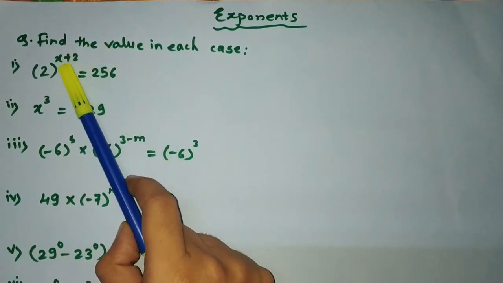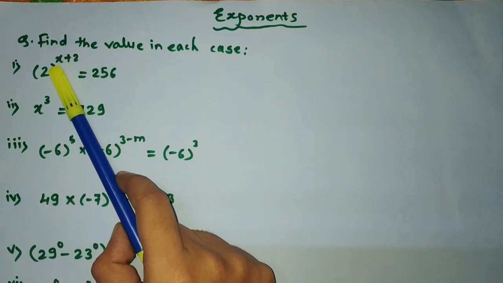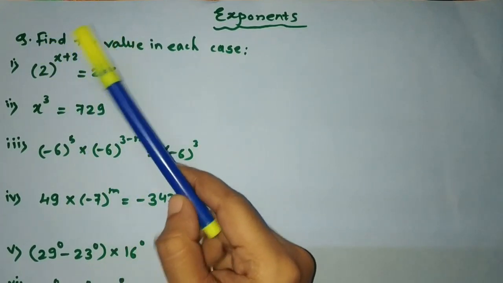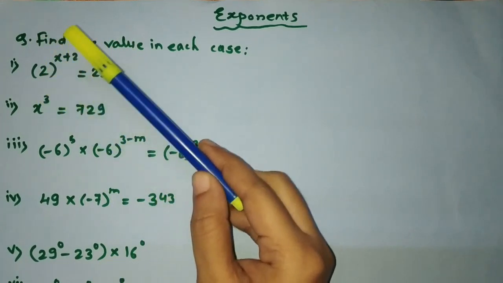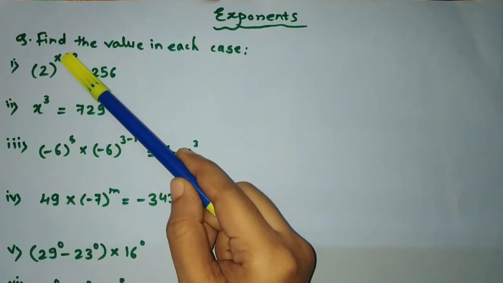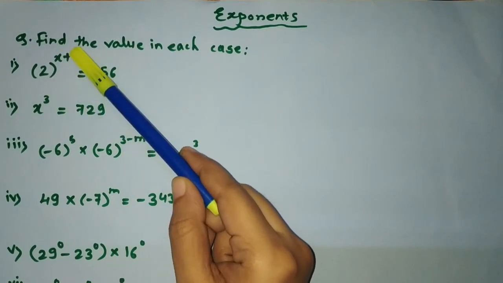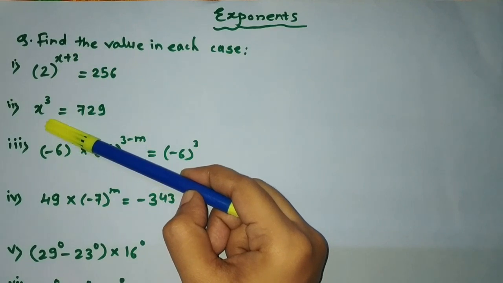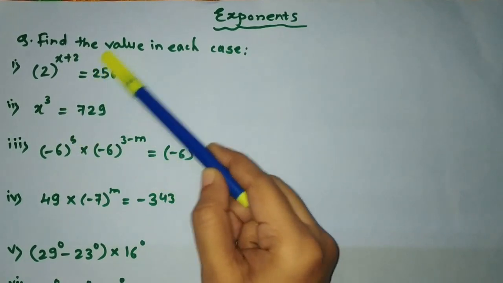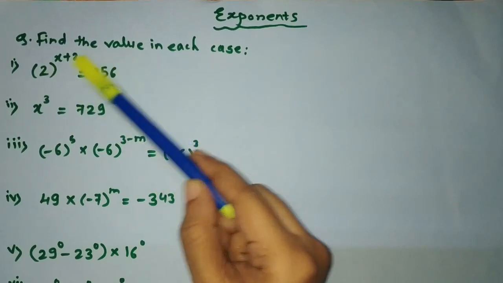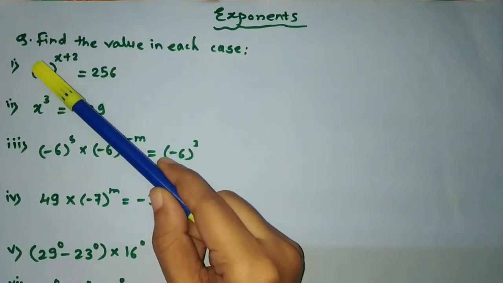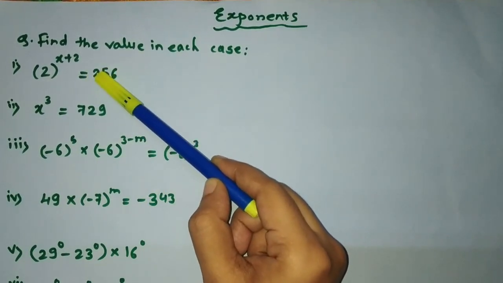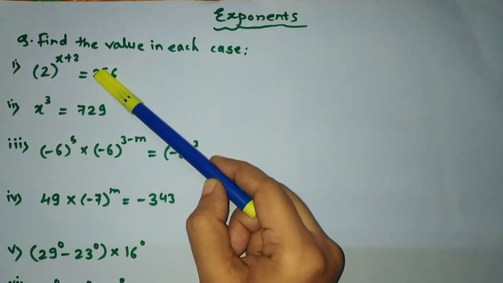Friends, here we need to find the power, which is in terms of the variable x. First, let us see how to solve such questions. Whenever the variable x is given, whether in the power or in the base, you need to find values so that you get equal bases. Here it is in terms of base 2, so we will also convert 256 and write it in terms of base 2 only.